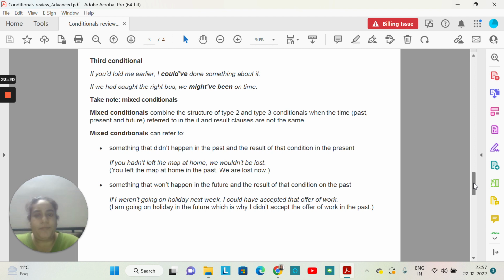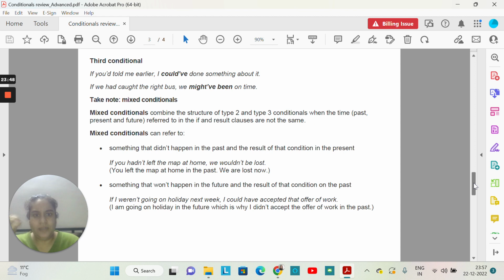Mixed conditionals combine the structure of type 2 and type 3 conditionals when the time, that is past, present and future, referred to in the if and result clauses are not the same. Let's understand this. It's always easy to get it through an example. So what do mixed conditionals refer to? Something that did not happen in the past and the result of that condition in the present.